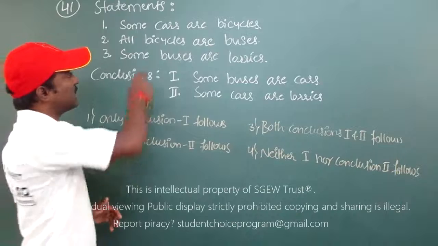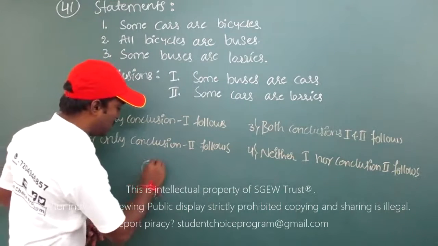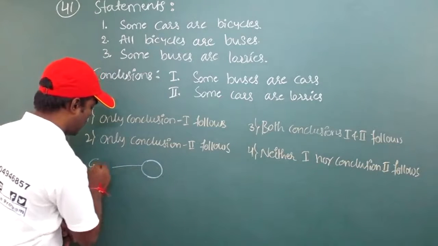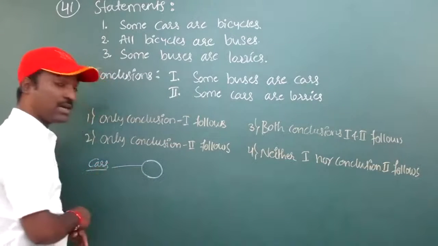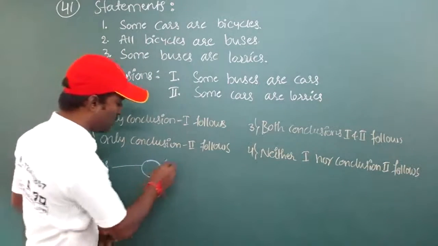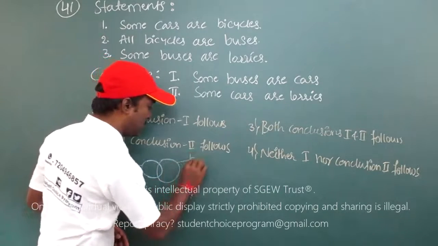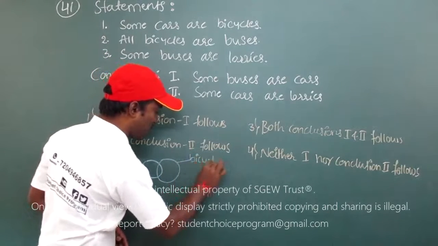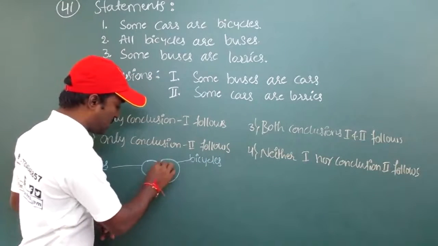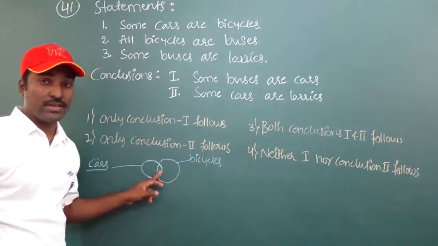The first statement says some cars are bicycles. So I will draw a circle here which is for cars. This circle is representing cars, and in the statement some cars are bicycles, so I have to draw one more circle. This is for bicycles. Here this portion indicates some cars are bicycles. This portion is going to represent that statement.